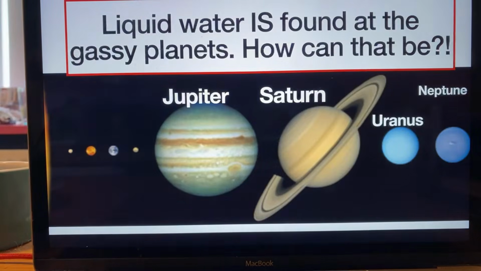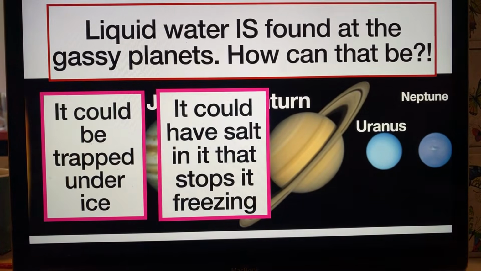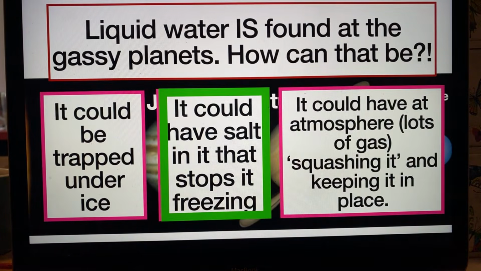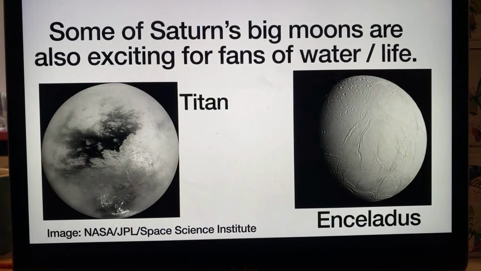Oh, can you imagine? Let's look at some more moons. So another reason why liquid water could be on a planet is it could have some salt in it that stops it freezing, or a moon. But the other reason is it could have an atmosphere squashing it and keeping it in place. And that is the case on some of Saturn's moons.